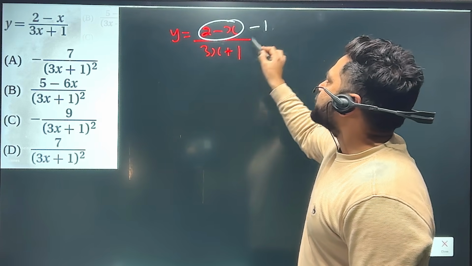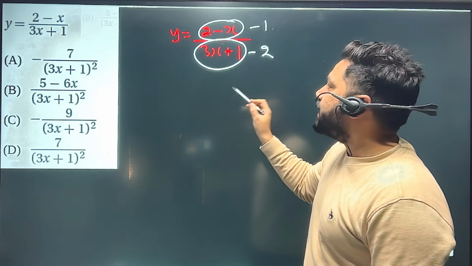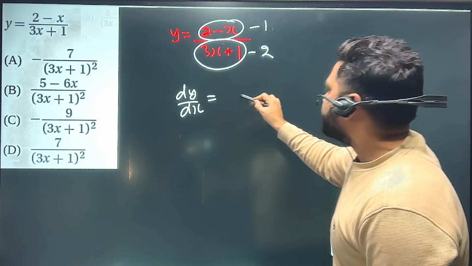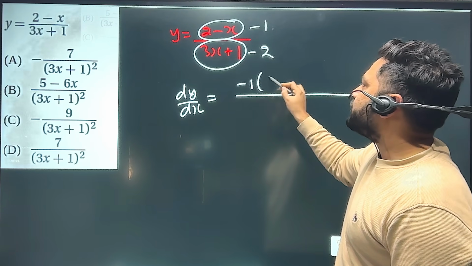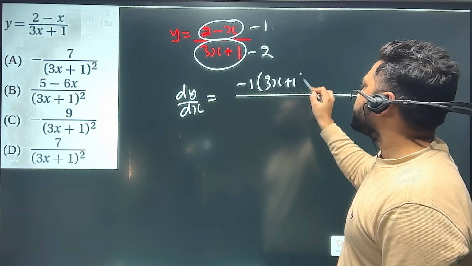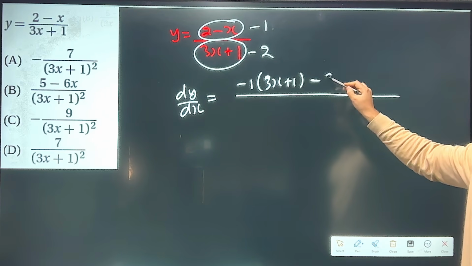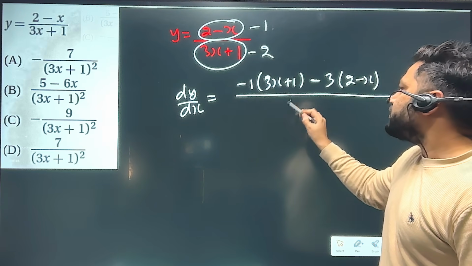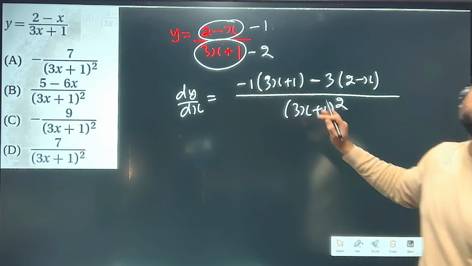For us, this is the first function we'll assume, and this is the second function we'll assume. So apply the quotient rule, dy by dx. First of all we will do differentiation of the first function, that is minus 1, and we will write the second function as it is, then minus, and then we will do differentiation of the second function, that is 3, and the first function we will write as it is, and the second function square will also be done.